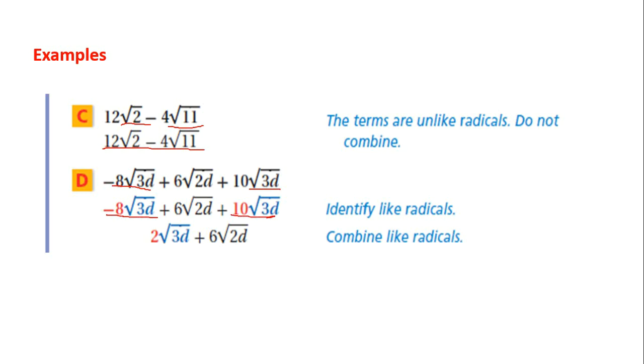Here, of course, we will add the coefficients -8 and 10 to get 2, and we put the radical as it is, which is radical 3d plus 6 radical 2d. Now we can't combine these 2 terms because these here, unlike radicals 3d and 2d, are not the same in radicals. They must be exactly the same in everything again and again.